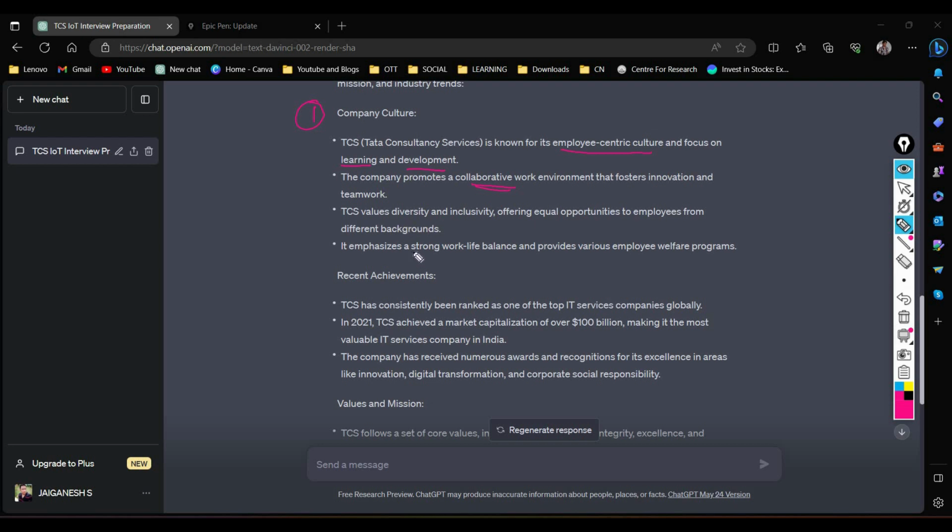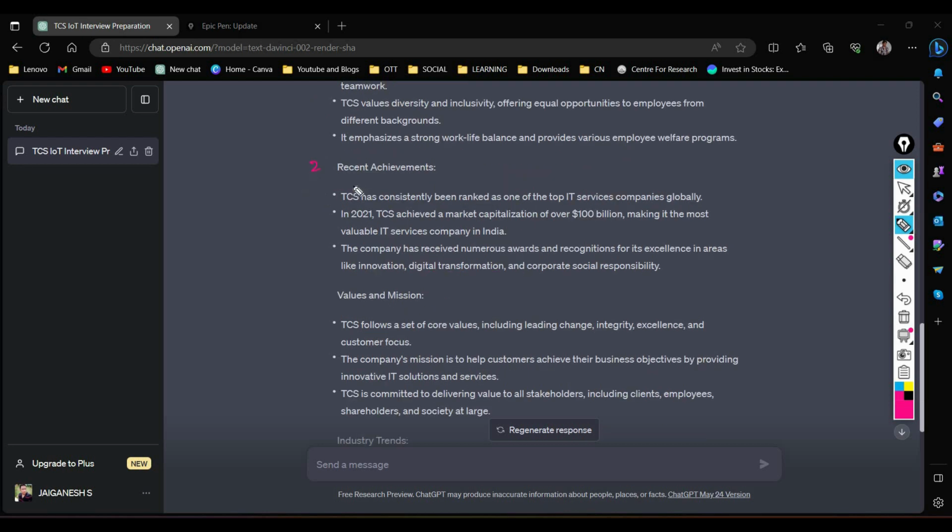And TCS also says that it emphasizes a strong work-life balance, and you can always have the answer ready with you on how you will manage your work and your personal life, and how you balance that. So that's the first data that we have researched.